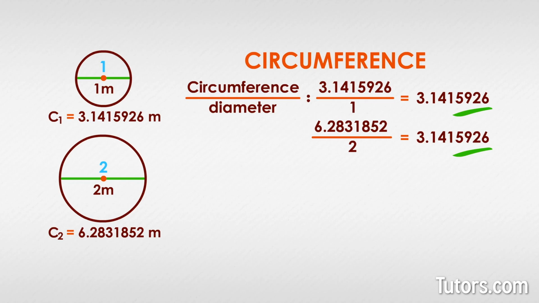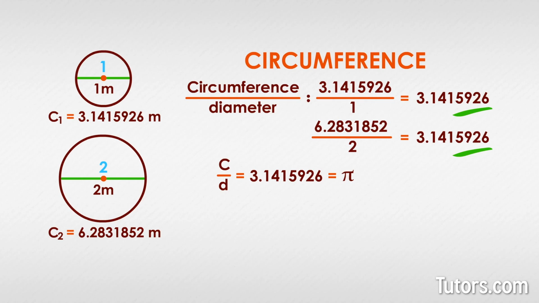The ratio of the circumference C to diameter D of both circles simplifies to the same value, 3.1415926. C divided by D equals 3.1415926. The ratio of the circumference of any circle to its diameter is always the same value, 3.1415926, named using the Greek letter pi, which looks like this. This is the formula for pi.